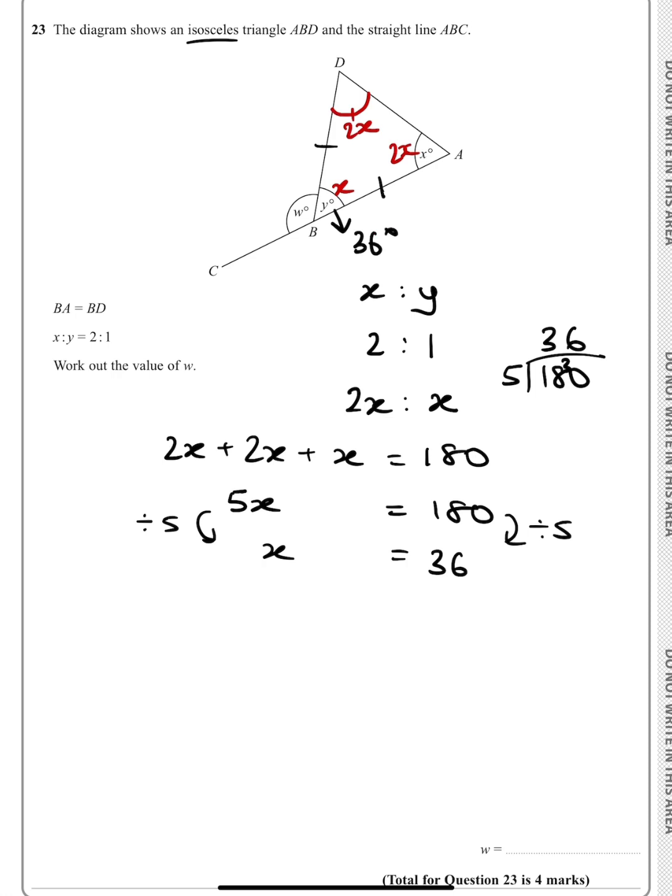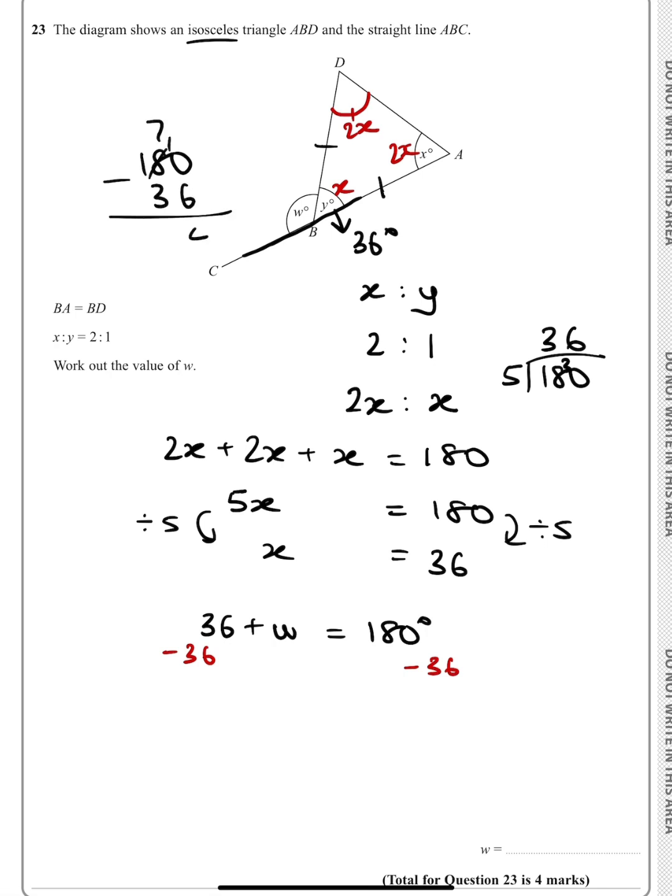Now this angle is on a straight line, okay? So 36 plus W are going to add up to make 180 degrees as well because angles on a straight line make 180 degrees. So to find the size of angle W, I need to subtract 36 from 180. And I get 180 take away 36, I get 144. So W is 144 degrees.